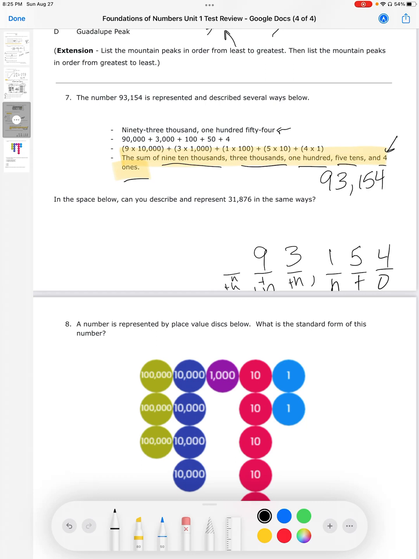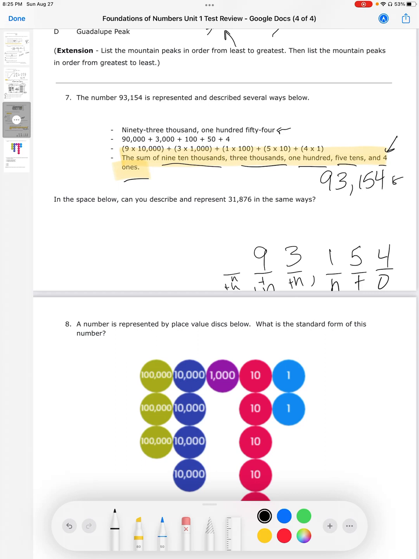93,154. You may want to think up a whole lot of numbers and describe them to your child and have them practice putting them on a place value chart and writing them in standard form, which is what this is right here, when we use numbers to represent a number. We actually write it with numerals.